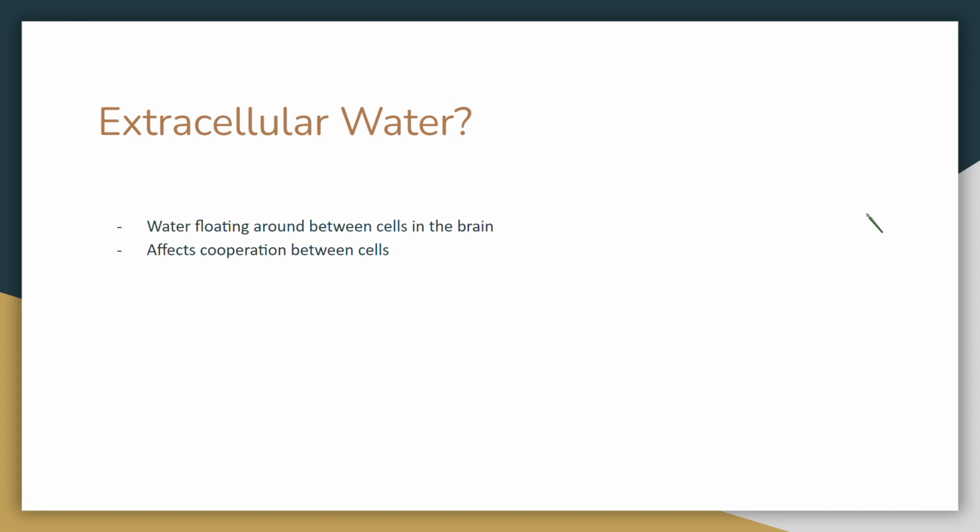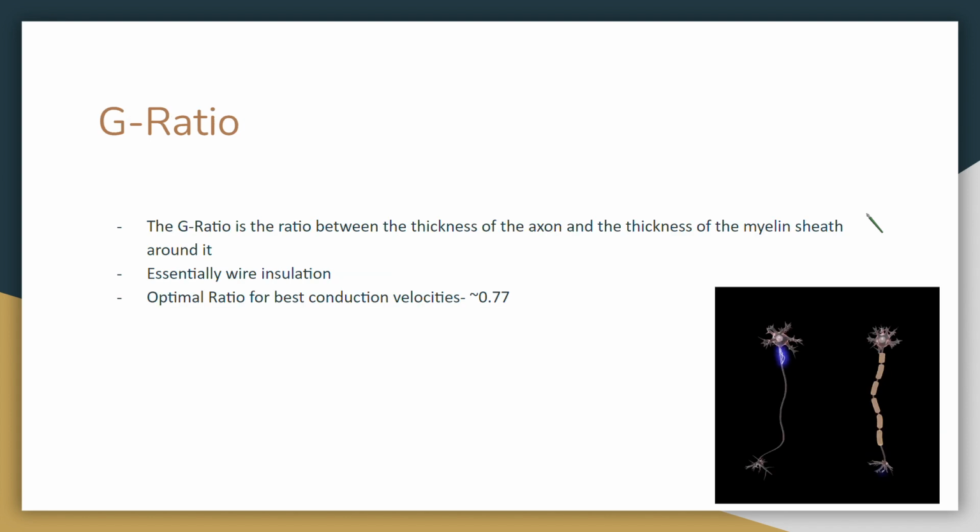The next important term is known as the G ratio. Essentially, what the G ratio is, is the proportion between how thick the axon is and how thick the myelin sheath is around it. Essentially, the myelin sheath is a layer of fat that insulates the axon like actual insulation on a wire, and it's sectioned up into small chunks that travel down the neuron and help electrical signals speed down it faster, improving the conduction velocity. It essentially serves the exact same function as insulation on a real wire. Other studies have found that the optimal ratio for as best conduction velocity as possible is around 0.77.